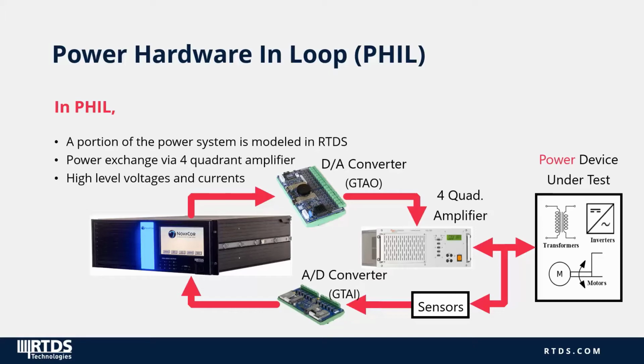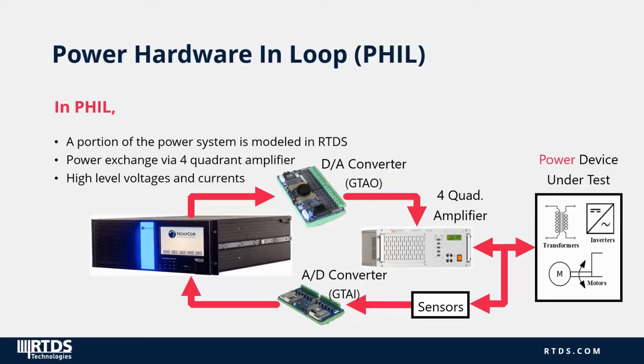Now this amplifier used in the power hardware in the loop setup is what is known as a four-quadrant amplifier. These amplifiers can operate in all four quadrants of the power plane. That means that these amplifiers are capable of both sourcing and sinking active and reactive power. We need to use these four-quadrant amplifiers when performing power hardware in the loop testing because the power device under test may be absorbing or supplying power at different moments throughout the test. So we need an amplifier that can both source and sink the power accordingly.